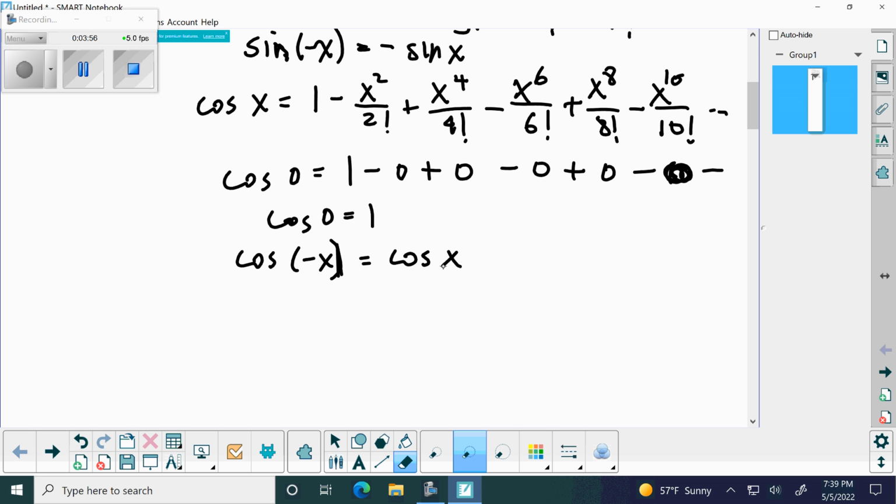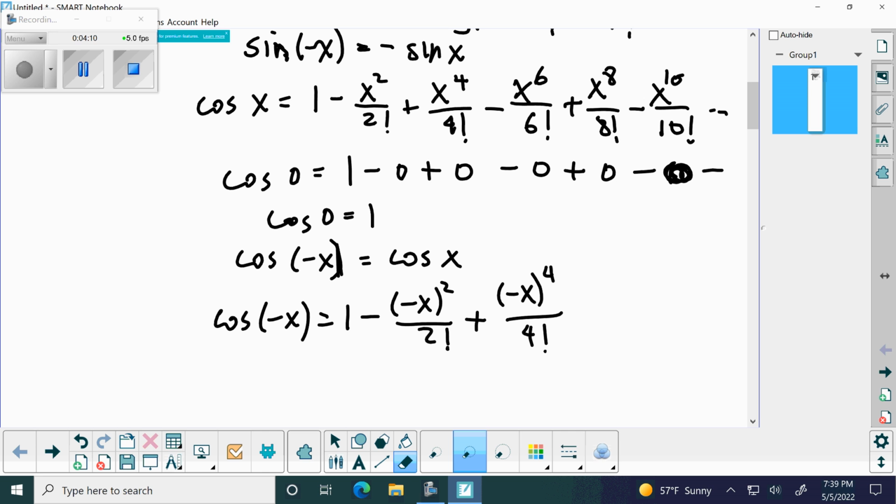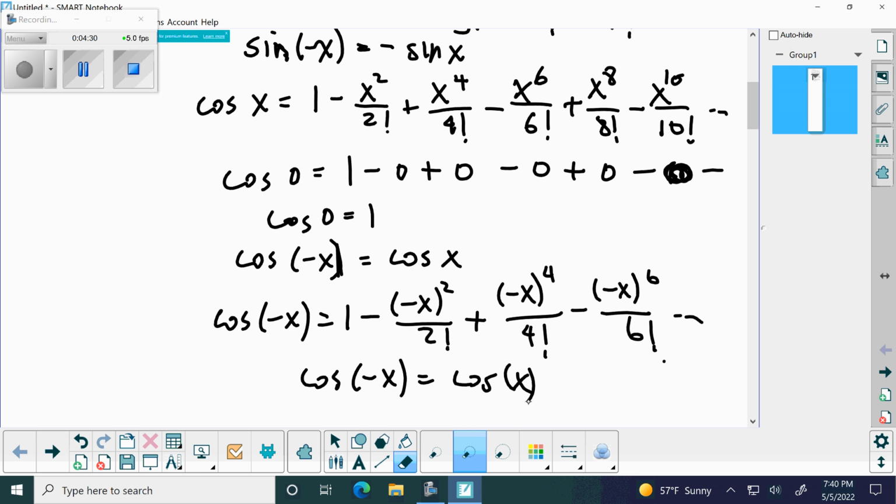So we see that if we plug in cosine of negative x and replace x with negative x, I get 1 minus negative x squared over 2 factorial plus negative x to the 4th over 4 factorial minus negative x to the 6th over 6 factorial, and so forth. So I see that in this case, if I look at the power series expansion, I confirm that cosine of negative x is equal to cosine of x.